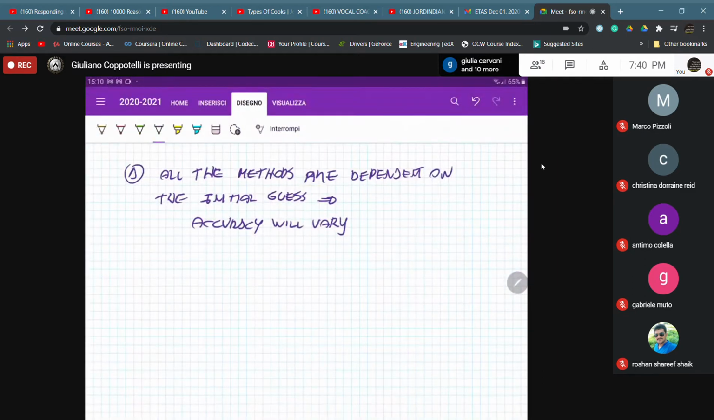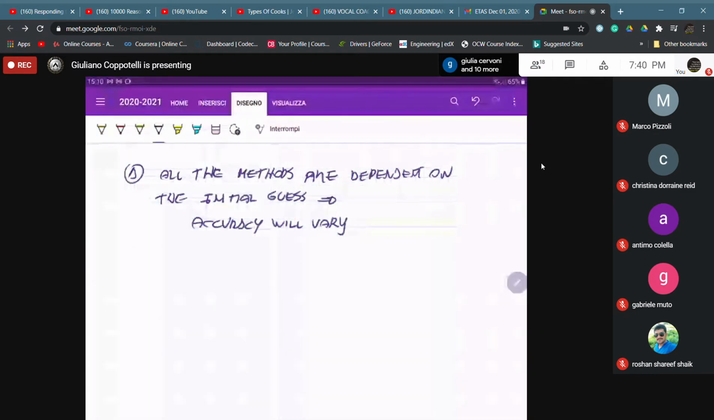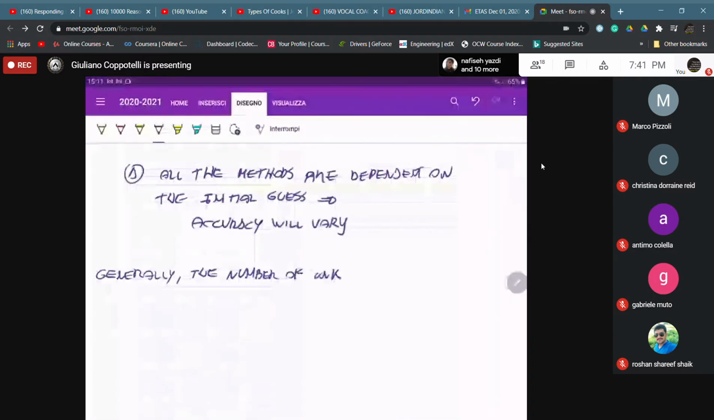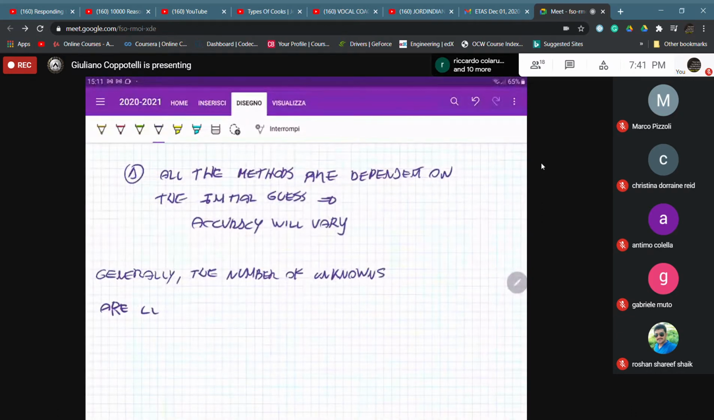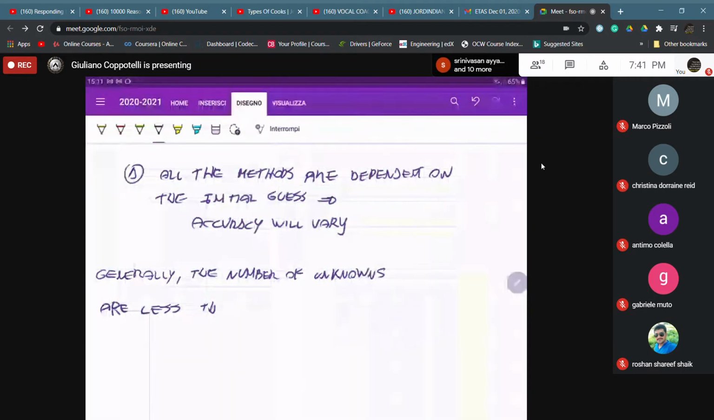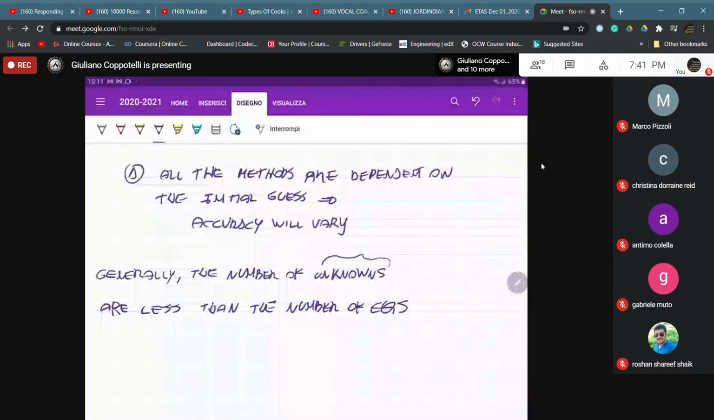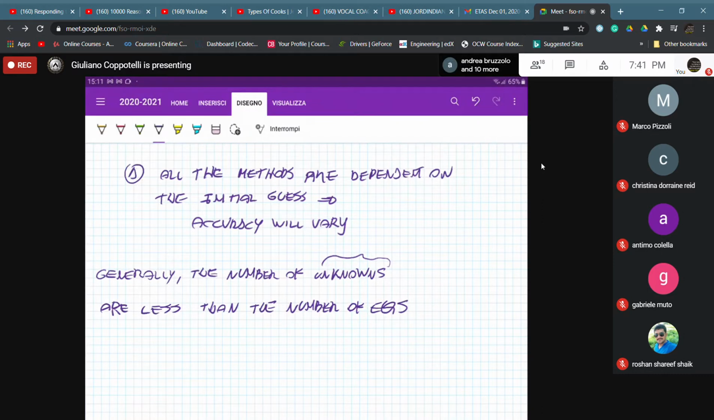Generally, the number of unknowns is less than the number of equations. Just to give you an idea, the number of modes is, let's say, 5 modes, 10 modes. That is a very large number of mode shapes that we are going to measure.